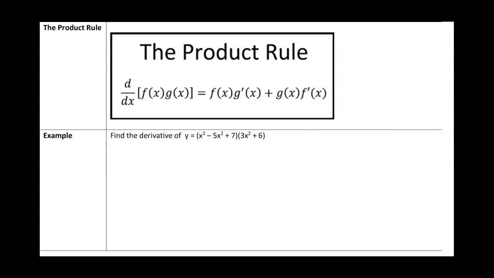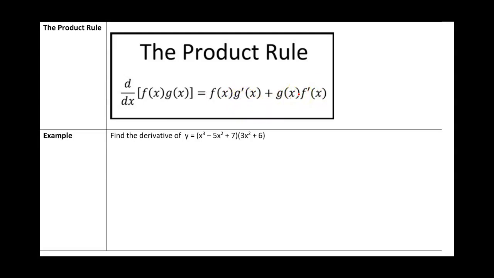Okay, next we're going to talk about the product rule. The product rule is used when you multiply two different terms that can be differentiated. So the product rule says this: if you take the derivative of f of x times g of x, it equals your first term f of x times g prime of x plus your second term g of x times f prime of x. Okay, so it's f g prime plus g f prime.